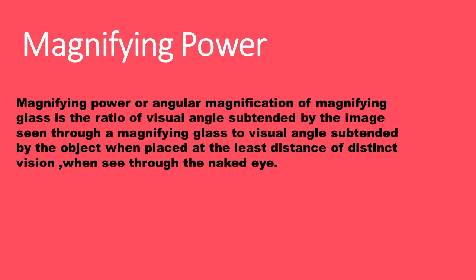Magnifying power or angular magnification. The magnifying power or angular magnification of a magnifying glass is the ratio of the visual angle subtended by the image seen through a magnifying glass to the visual angle subtended by the object when placed at the least distance of distinct vision when seen through the naked eye. The magnifying power is represented by the equation beta upon alpha, which is our equation A.